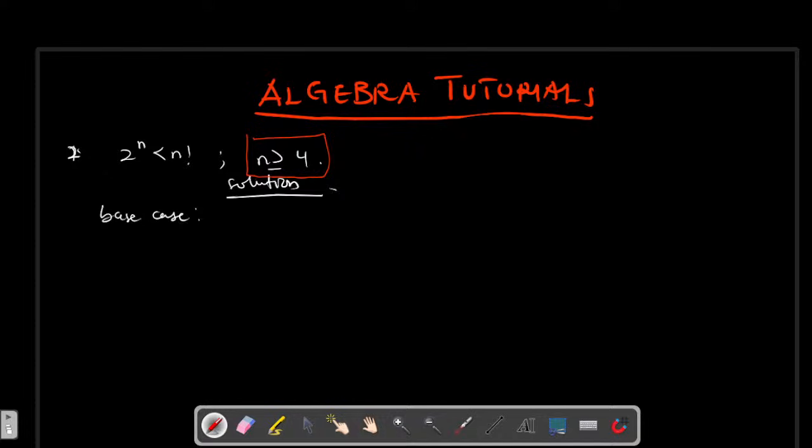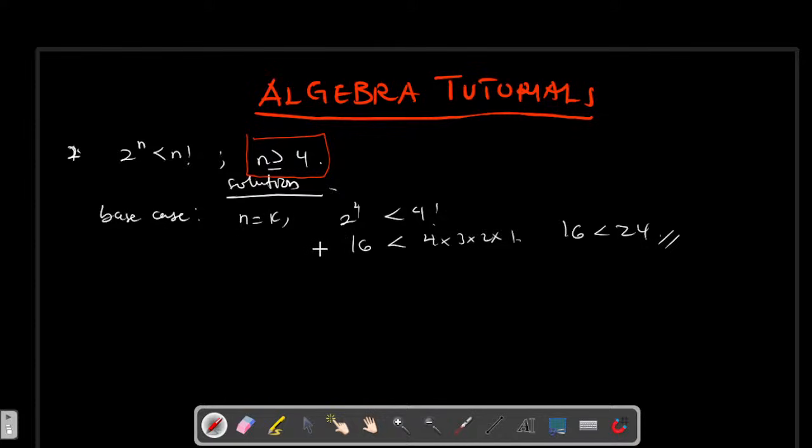Okay, so then we move straight. How do you do this? For our base case, you can test for 4, 5, 6, 7, anything beyond 4, right? So testing for n equals 4, what do I get? On my left side, I'll have 2 to the power 4 less than 4 factorial. What is 2 to the power 4? It is 16. What is 4 factorial? 4 factorial is 24, right? So this is the same as 4 times 3 times 2 times 1. 4 times 3 is 12, times 2 is 24. 16 is less than 24. Therefore, our statement is true and our base case is true.